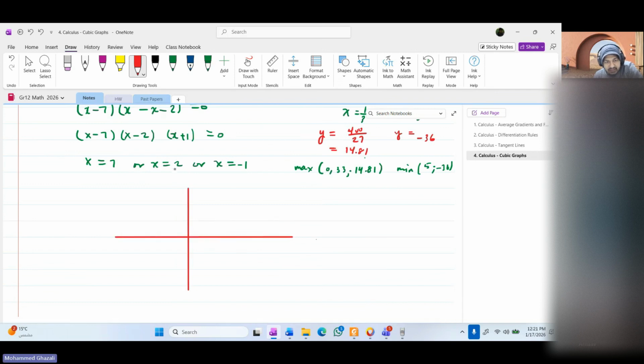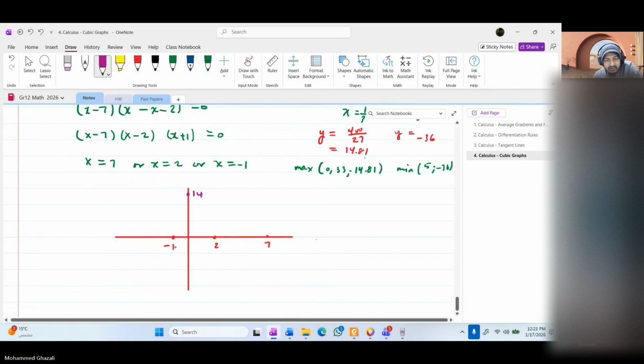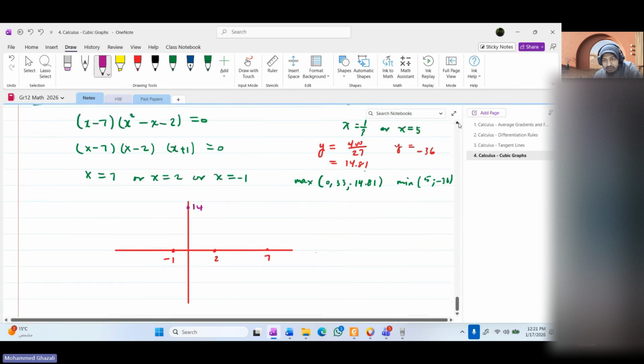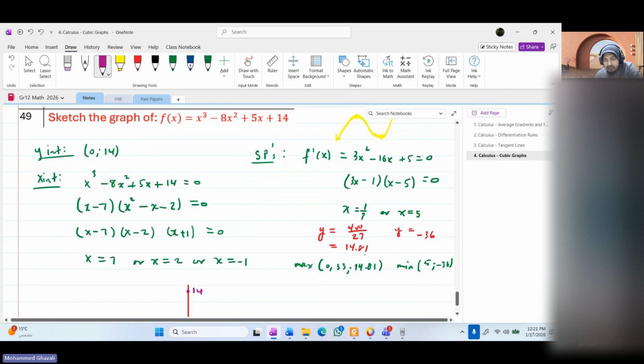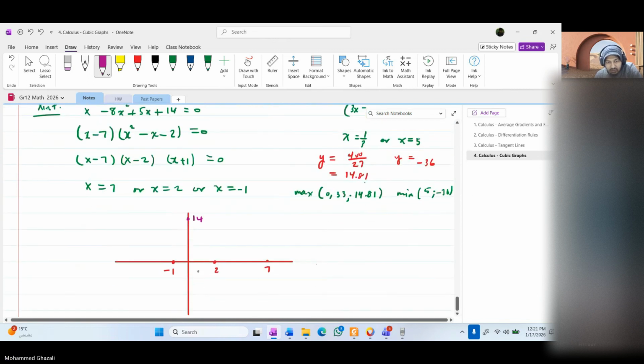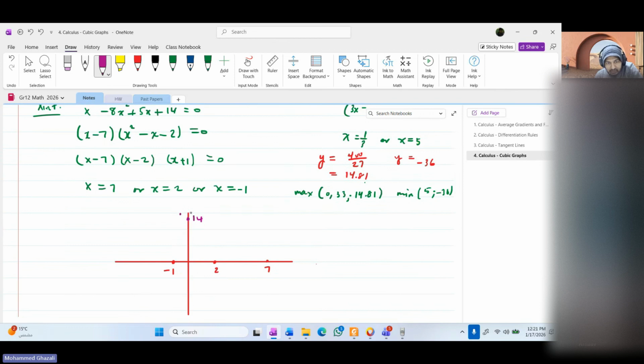So I have 7, 2, and -1. -1 is here, 7 and 2. So 2 and 7. Right, so those are my x-intercepts. My y-intercept was 14. Right, next important point over here was 1/3 and 14.81. 1/3 and 14.81 is just above there, and that graph is happy, right? So if it's happy, it'd be like this. Sorry, it's a sad. It's a maximum graph. Maximum is like this, minimum is up.